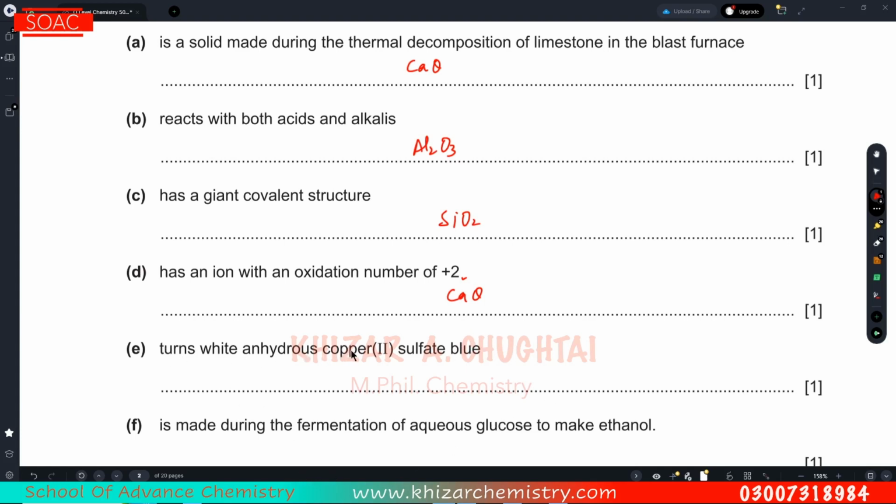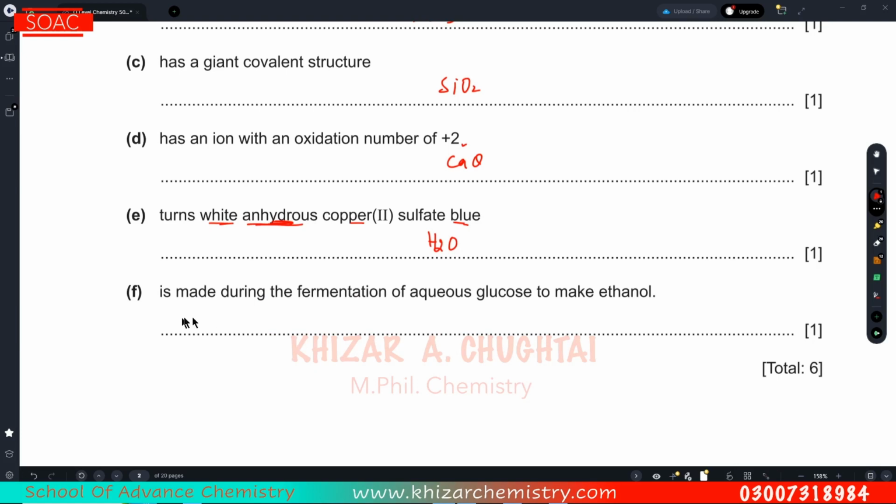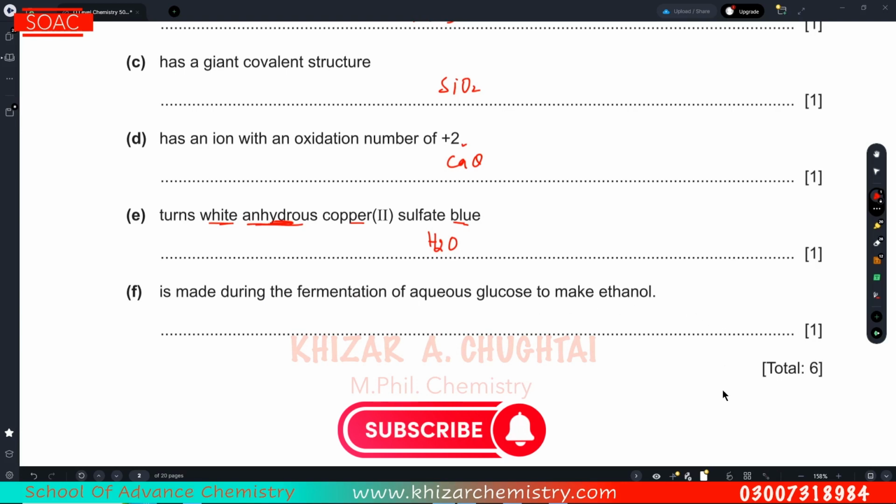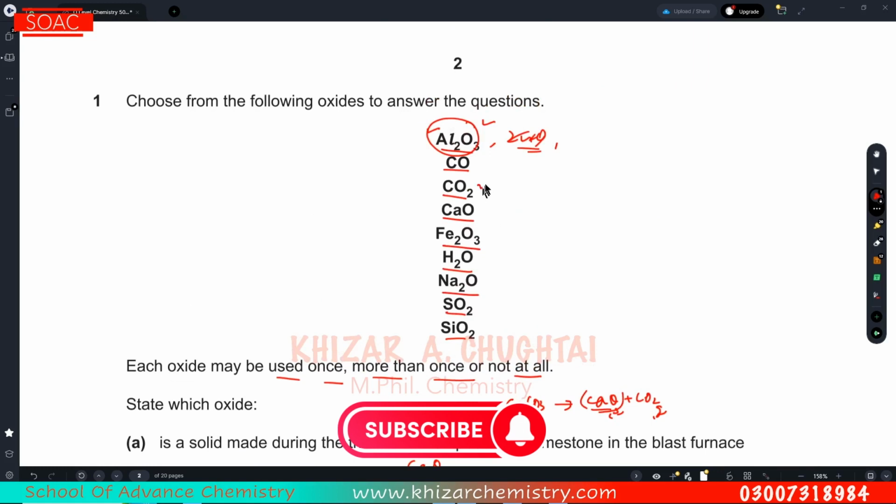Which turns white anhydrous copper sulfate blue? This is the property of water. Anhydrous means there is no water. Anhydrous copper sulfate is white and water turns it blue, H2O. F, the last one: which oxide is made during the fermentation of glucose to make ethanol? Ethanol plus CO2 is formed, carbon dioxide, and that is also in the list given, so it is CO2.